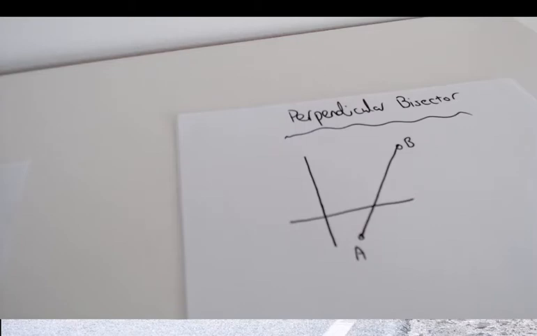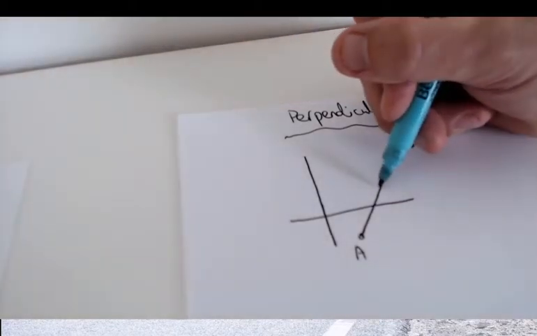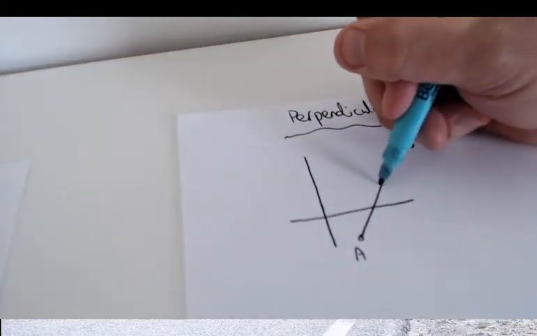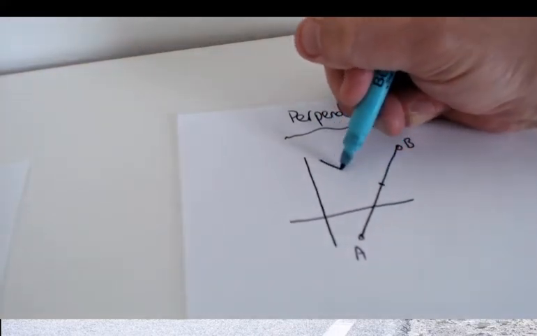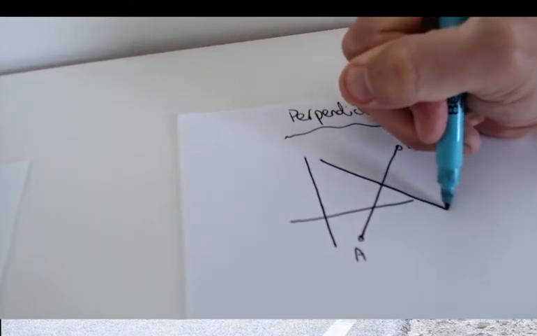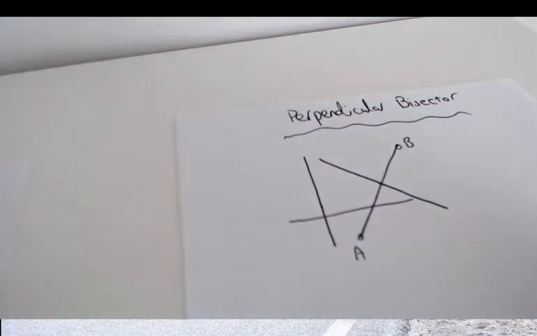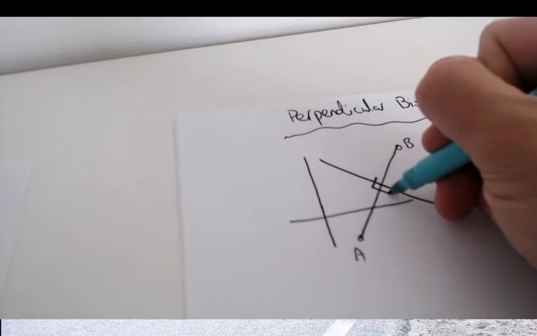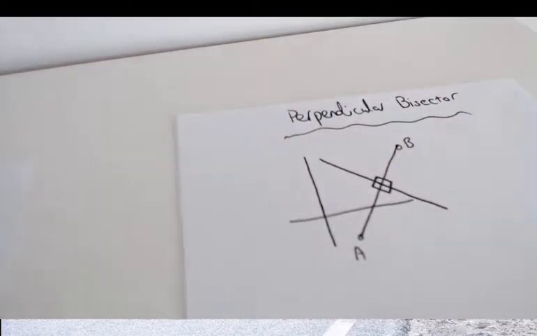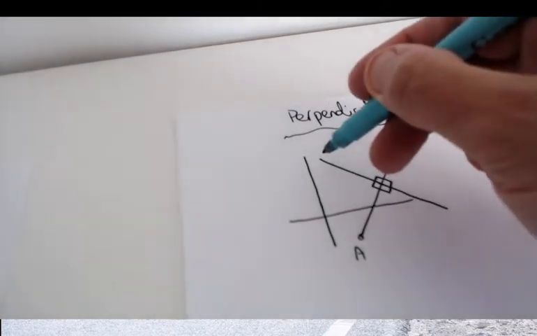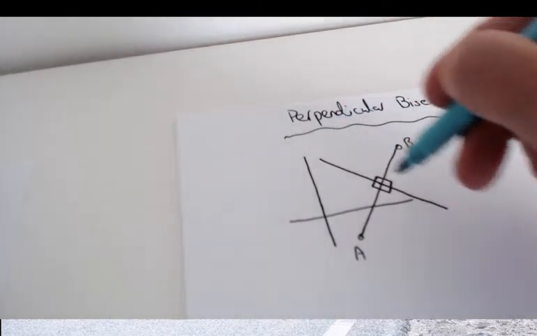So you can see there I've drawn a normal line that goes from A to B. I am now going to draw the perpendicular bisector of that line. The perpendicular bisector of that line crosses it in the middle of the line at a 90-degree angle, like so. So basically we're going to be asked to find the equation of this new line.